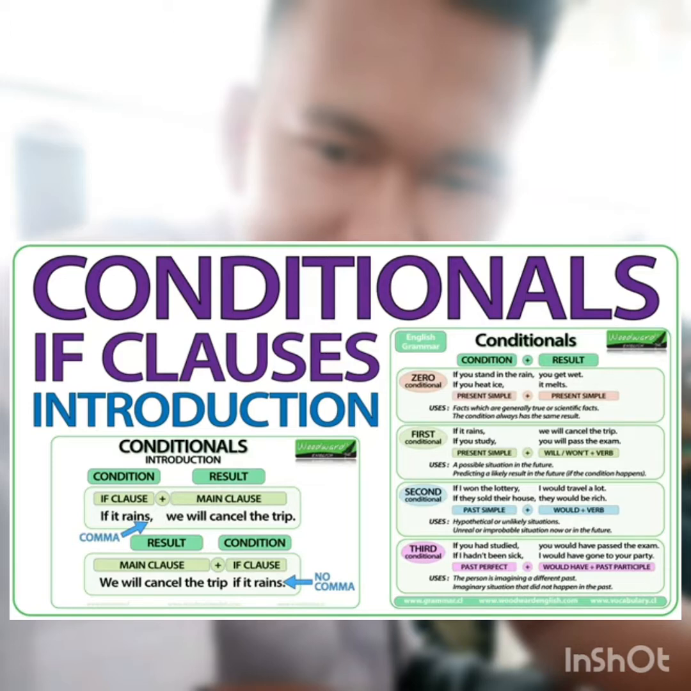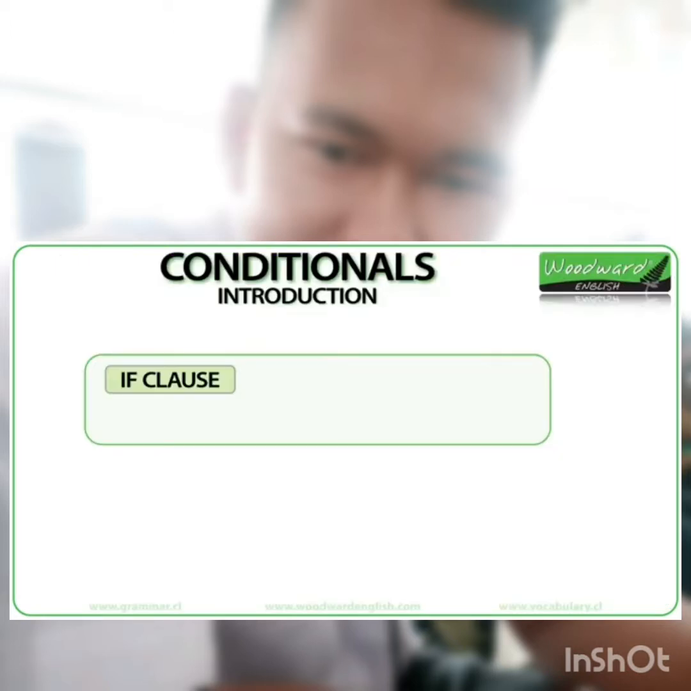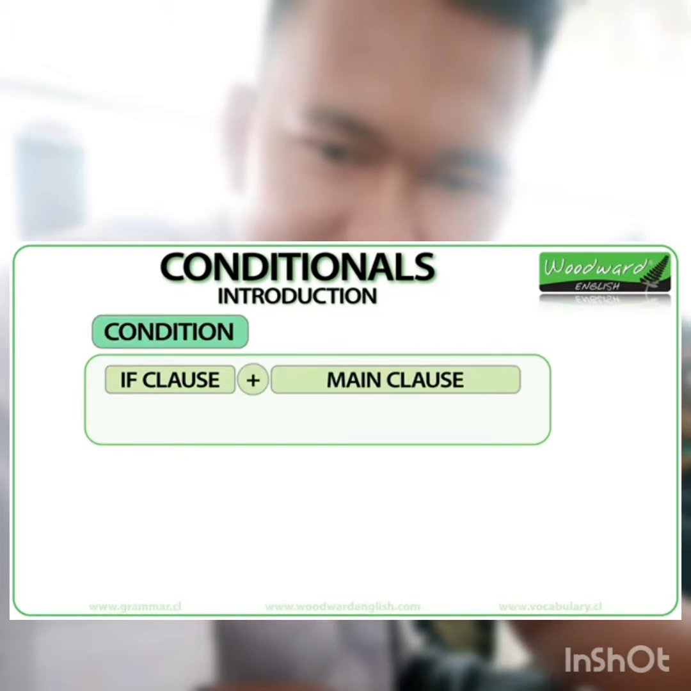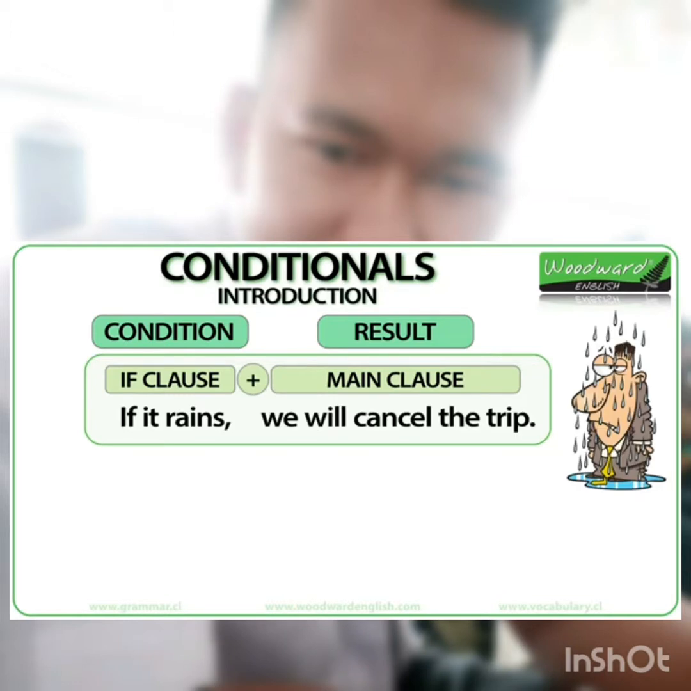Conditionals, if clauses, introduction. Conditional sentences consist of two parts: the if clause, which is a condition, and the main clause, which is a result. For example, if it rains, we will cancel the trip.